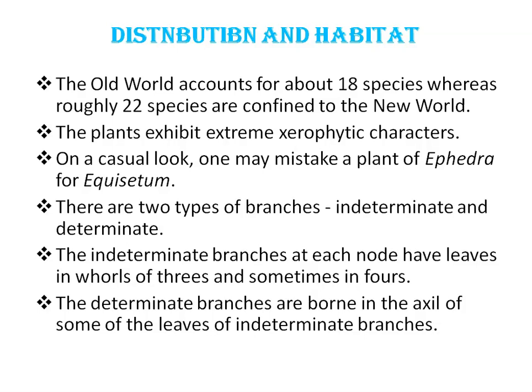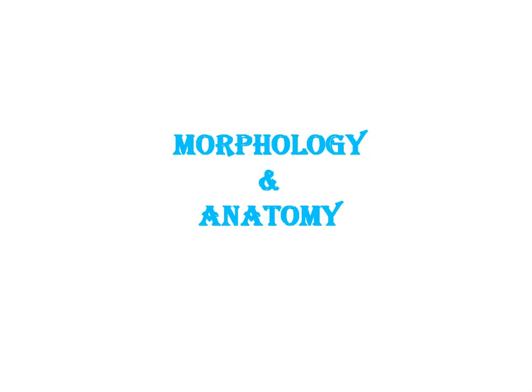There are two types of branches present in Ephedra, indeterminate and determinate branches, but the distinction is not as well marked. The indeterminate branches at each node have leaves in whorls of threes or sometimes fours. The determinate branches are borne in the axil of the leaves of some indeterminate branches, and these bear opposite and decussate leaves. Now we'll discuss morphology and anatomy of Ephedra.